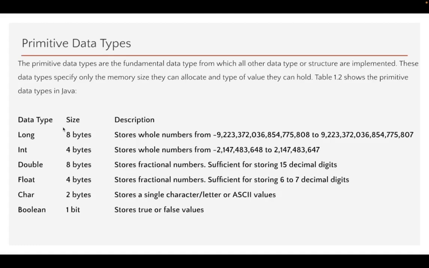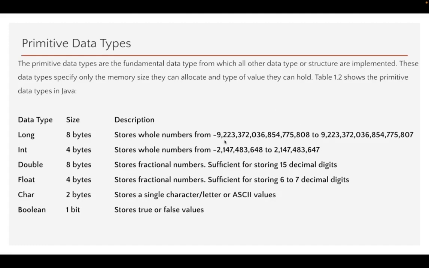So the basic primitive data types, which are built into every programming language, we have the numbers, and we have the characters, and we have the logic. As far as number is concerned, we have long, we have integer, we have double, we have float, and then for character, and then we have boolean for logic. Each of these data types has a size and a description of what they can save. For example, long has 8 byte size and it can store one number from this.